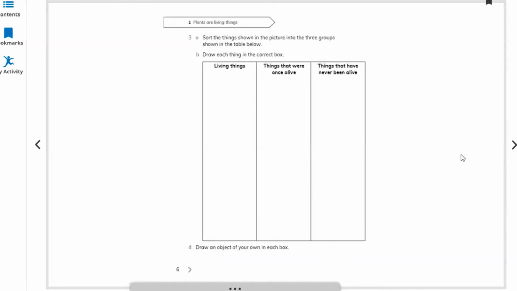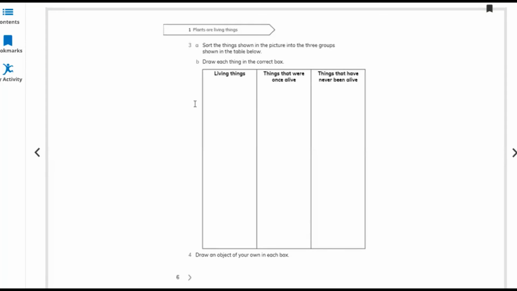The next page, sort the things shown in the picture above into three groups shown in the table below. Draw each thing in the correct group, you can draw or just write their name. Here we can see about once alive. Once alive means like a table made of wood, and wood was a part of a tree. So we can say like this, once alive.